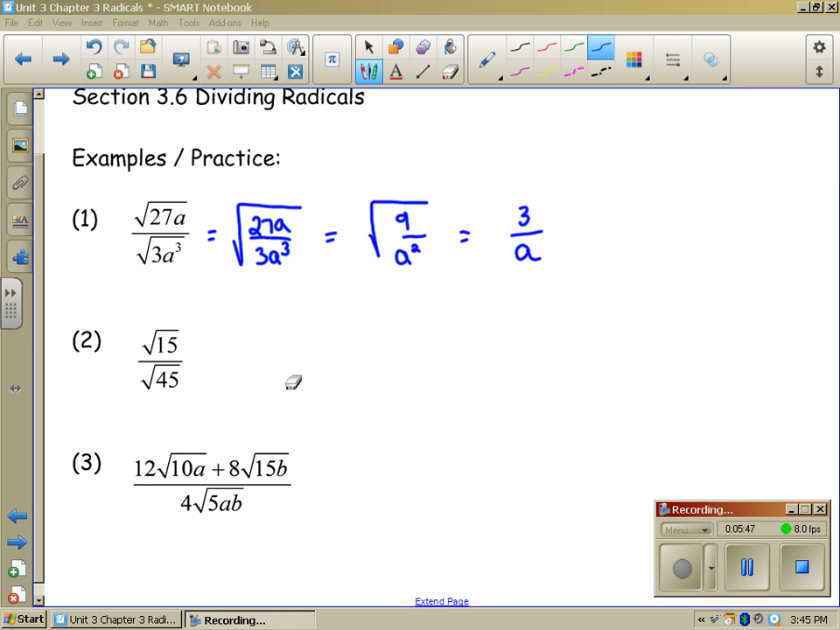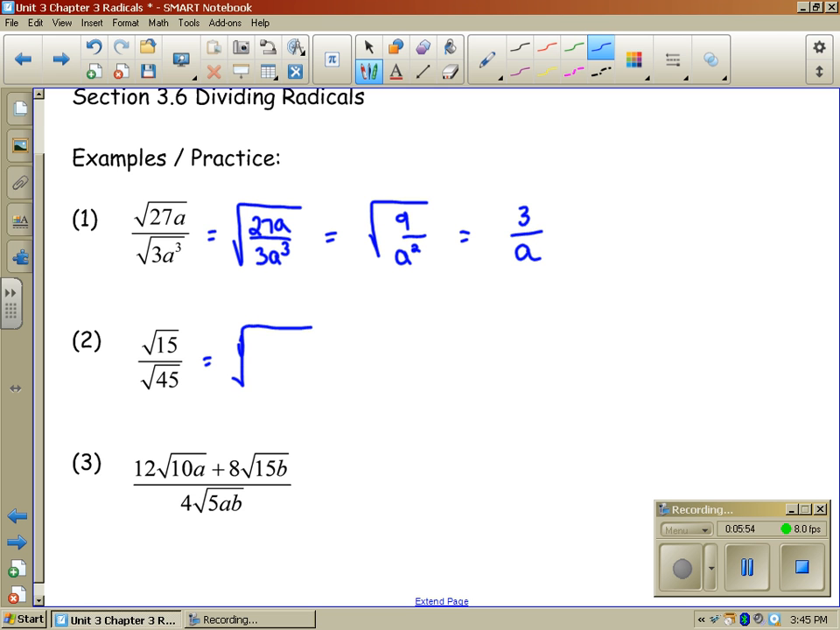Same thing here. You can see that there's common factors. So again, you can either divide it out, but you can also write it under one radical. 15 is 5 times 3. 45 is 9 times 5. So you can see that the 5s we can cross out because they simplify to 1. Then we're left with the square root of 3 on top, the square root of 9 on bottom, which is 3.